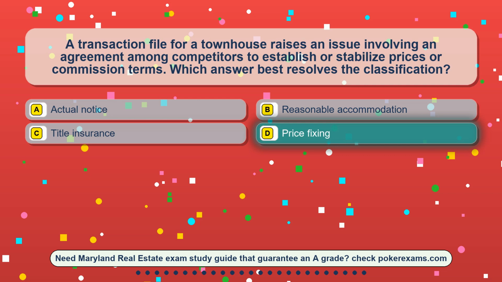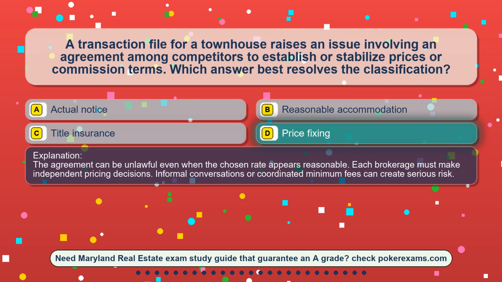The correct answer is option D, price fixing. The agreement can be unlawful even when the chosen rate appears reasonable. Each brokerage must make independent pricing decisions. Informal conversations or coordinated minimum fees can create serious risk.